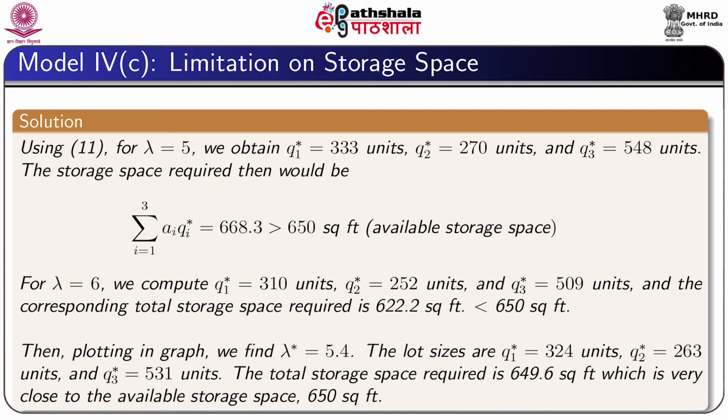Then plotting these results in the graph, we find the most suitable value lambda as 5.4. The lot sizes then are Q1 star equal to 324 units, Q2 star equal to 263 units and Q3 star equal to 511 units. The total storage space required is 649.6 square feet, which is very close to the available storage space, 650 square feet.